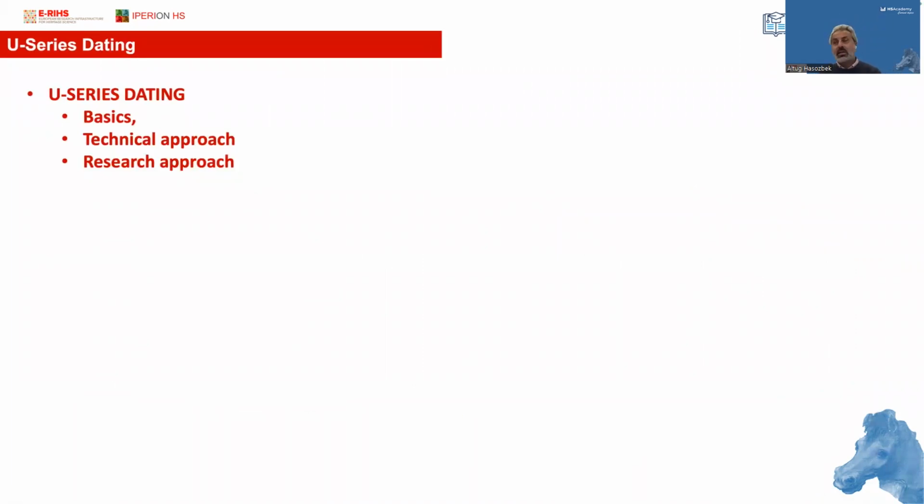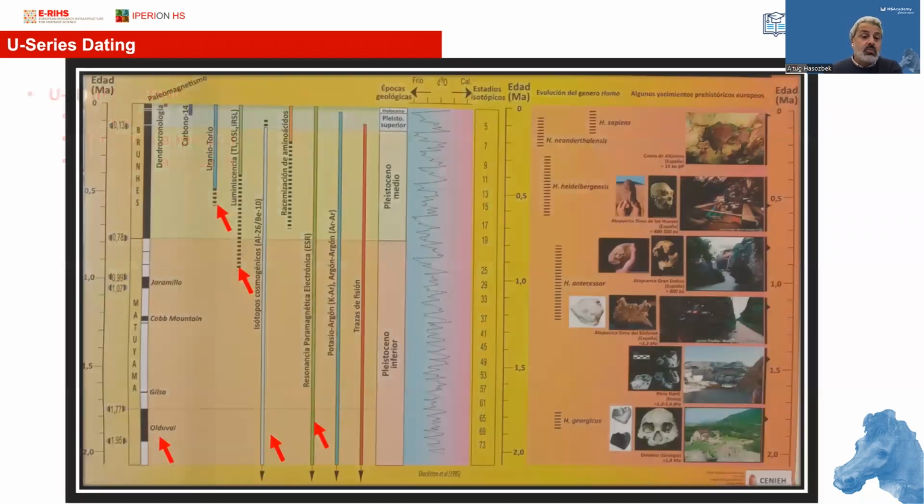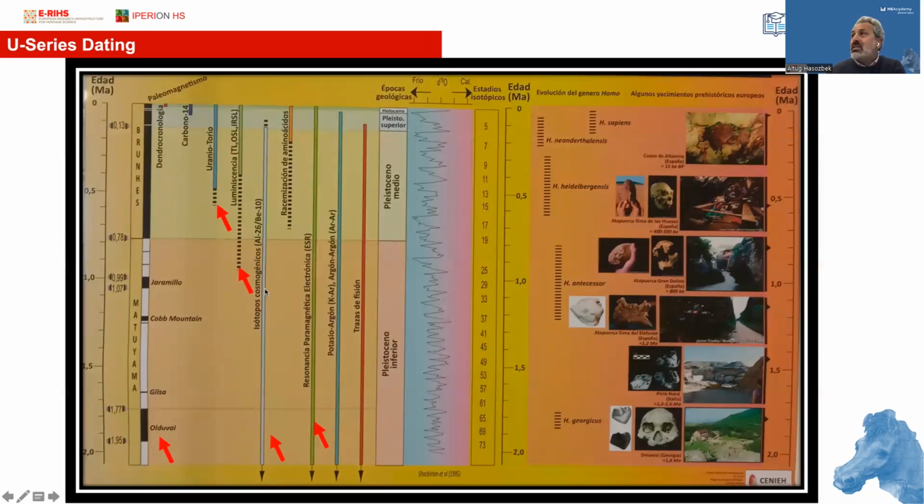Now I'm going to go to my own field, uranium series dating. It is one of the other radioactive dating methods, which at CENIEH we commonly use, also combined with data provided by other ESR or OSL techniques. I'm just going to mention the basics, some technical and research approaches. Here you can see a summary of that.